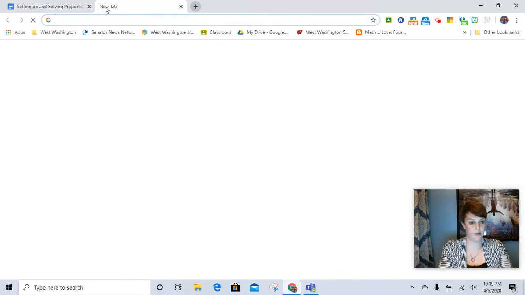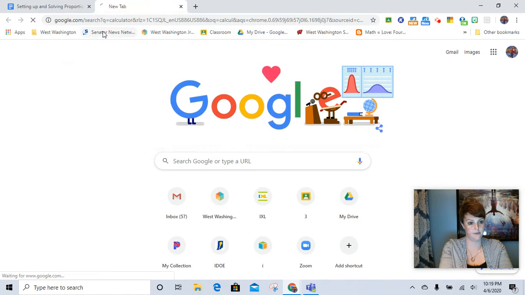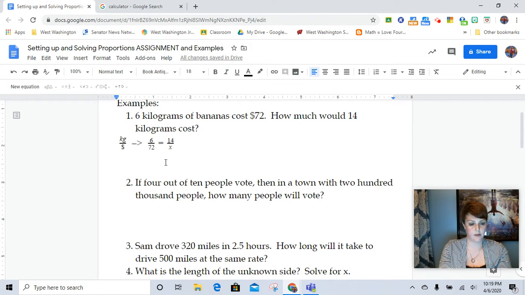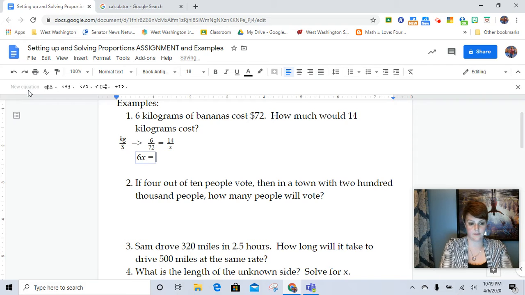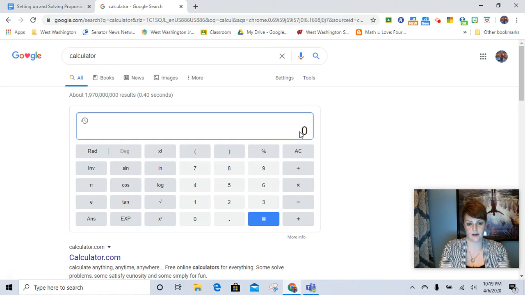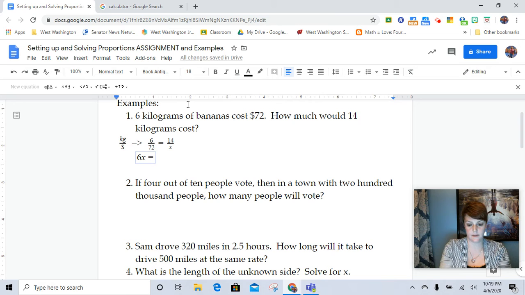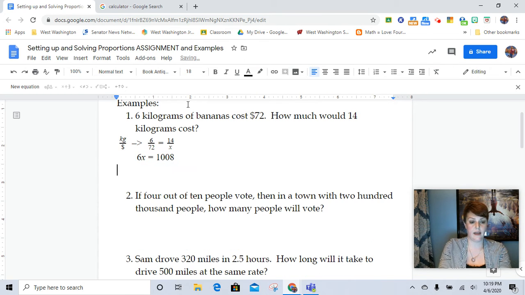Well, then how I make this work, remember, is we cross multiply, set them equal, and solve. So when I cross multiply, 6 times x is just going to be 6x. Set them equal, so the other side, 72 times 14, you see I brought my calculator up here, 72 times 14, and that's 1008. And then we divide by the number touching x. And so on each side, I'm going to divide by 6.